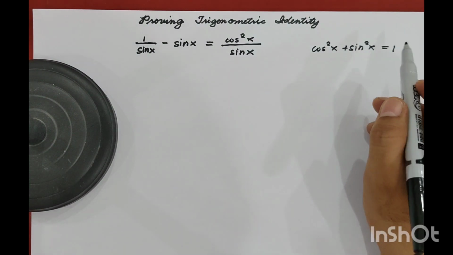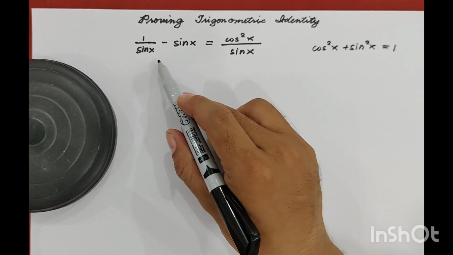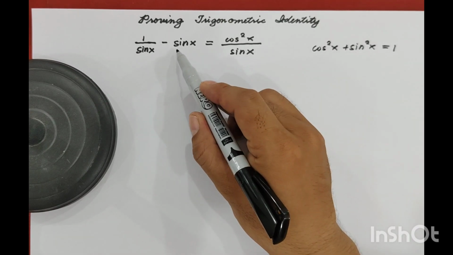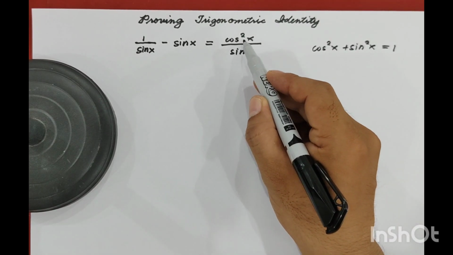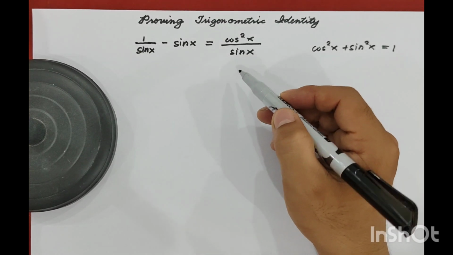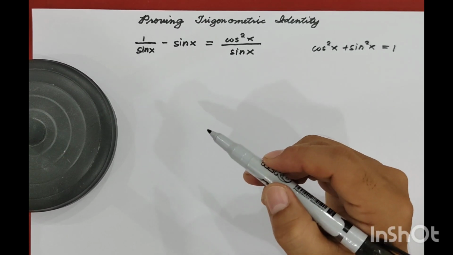So now, let us prove this given trigonometric identity. So we have here 1 over sine x minus sine x equal cosine squared x over sine of x. So now, but before that, I will give you a short reminder.